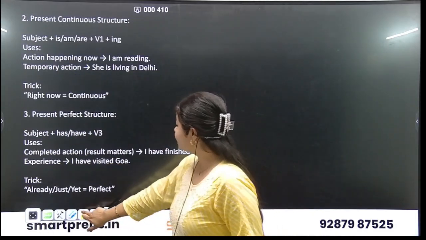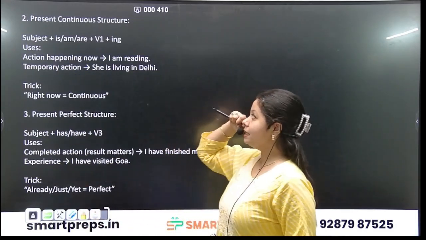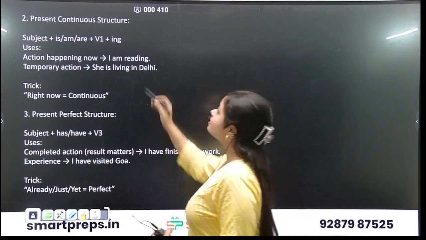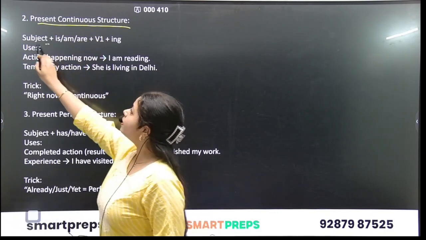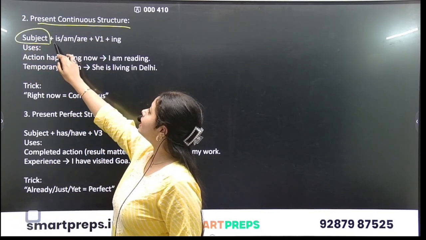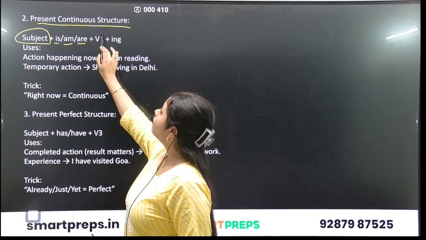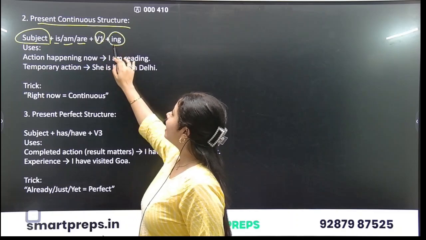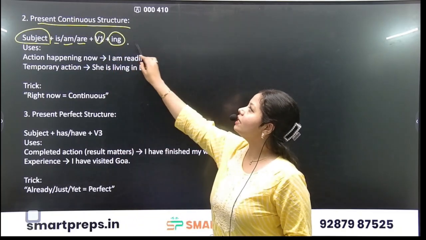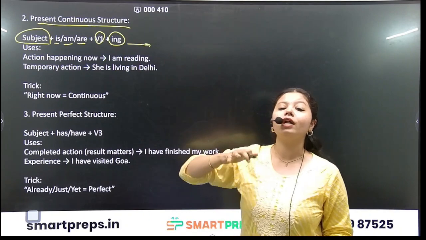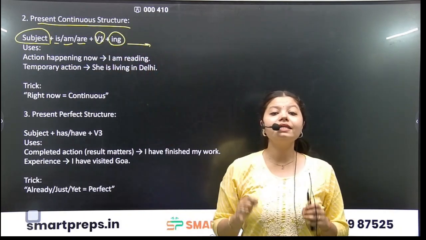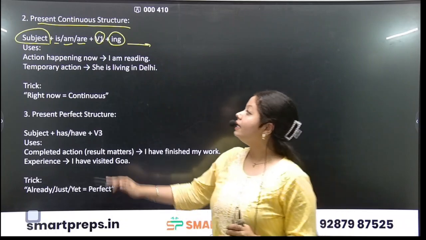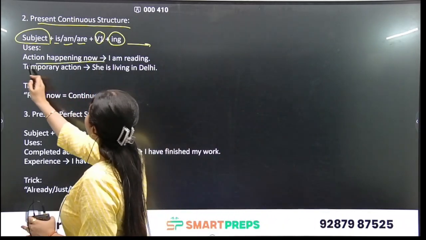Moving on to the second type of present tense, present continuous. How is the structure? The structure is subject plus is, am, are plus the verb plus ing. The ing form, the gerund, will be used because it is present continuous. It is ongoing in the present, so the action is happening now.